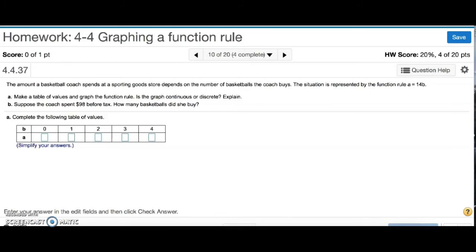10. The amount a basketball coach spends at a sporting goods store depends on the number of basketballs the coach buys. The situation is represented by the function rule A equals 14b. So first thing we got to do under A is to make a table of values and graph it. So let's go ahead and do that.